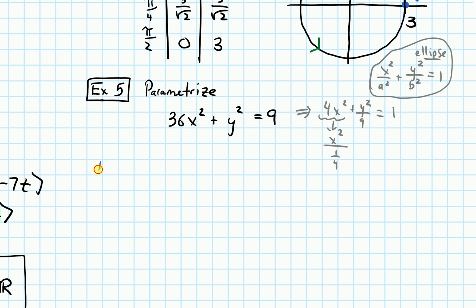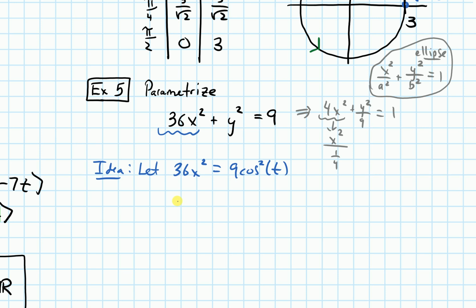So how do we handle an ellipse? Because we did circles, but what do we do for an ellipse? My idea here is going to be to sort of mirror what we did above. And it would be really nice if we let that 36x squared be equal to 9 times cosine squared t.